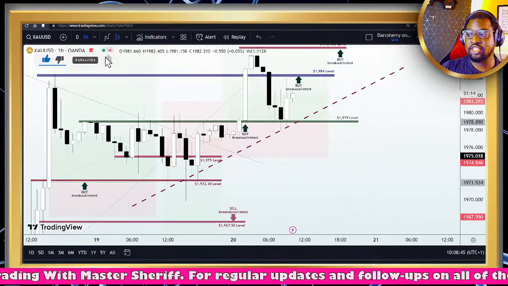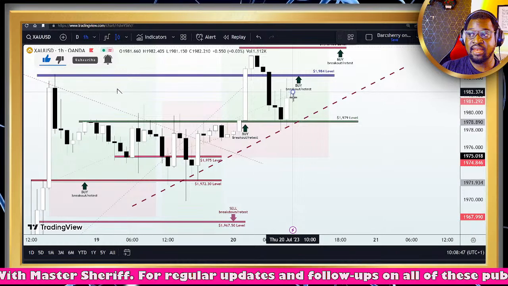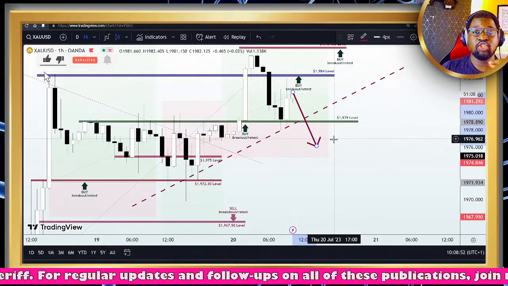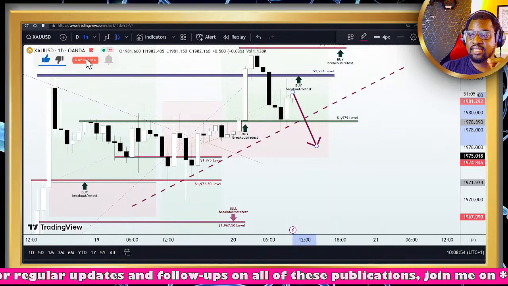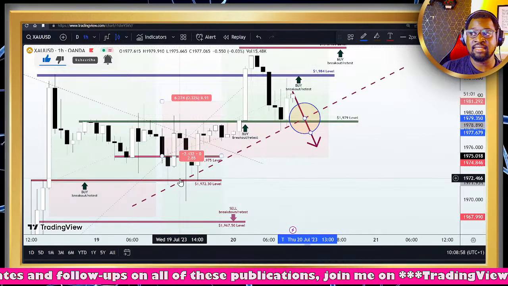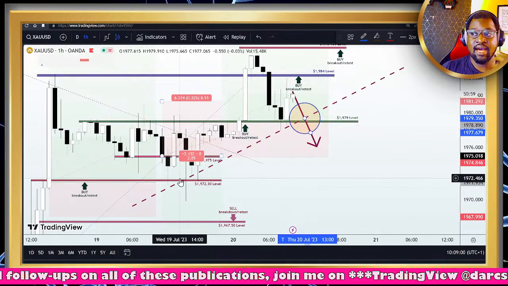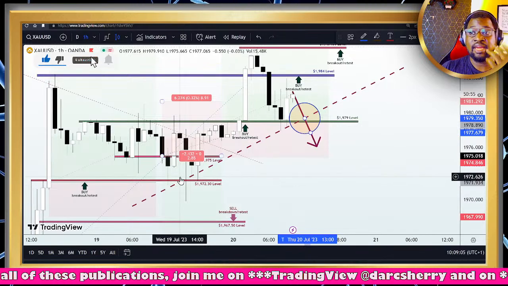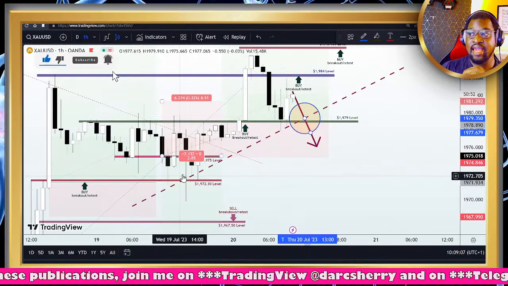So if price action breaks down that ascending trend line and the 1,979 level, of course we want to be getting ready to sell the XAUUSD. Now look at what we have here, a beautiful confluence, isn't it? 1,979 and the ascending trend line here. So if we do have a breakdown, then we can start considering selling the XAUUSD.